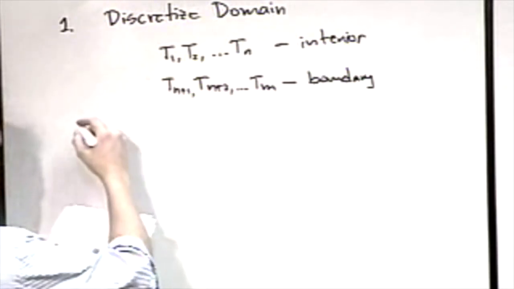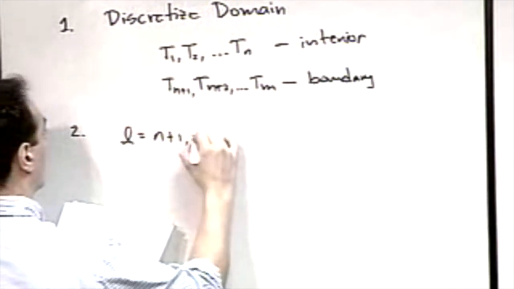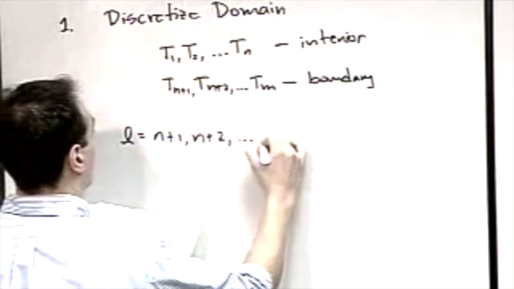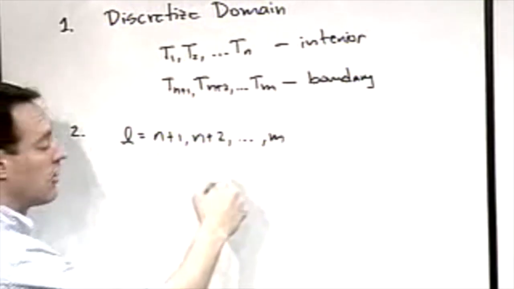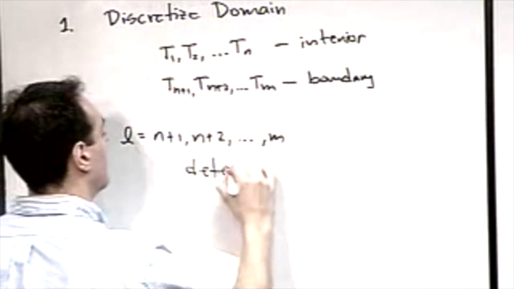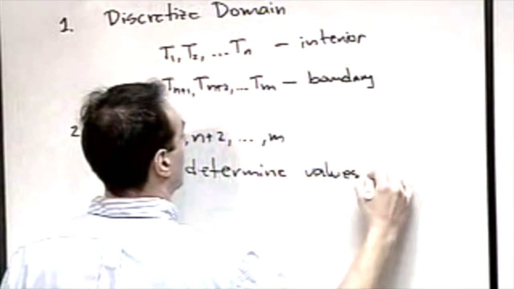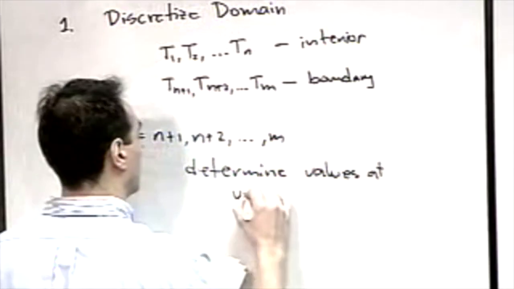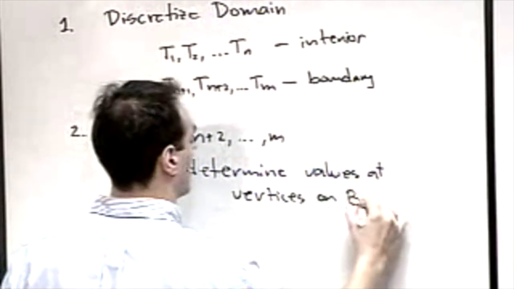Once you get that, for L, these are all the boundary terms. Determine values at vertices on boundaries.